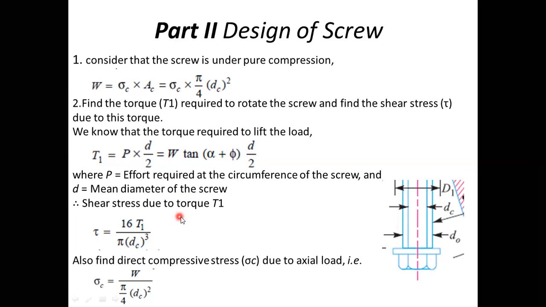Therefore, shear stress due to torque T1 will be given by tau is equal to 16 into T1 upon pi into dc cube. Also find direct compressive stress sigma c due to axial load. Sigma c is equal to W upon pi by 4 into dc square.